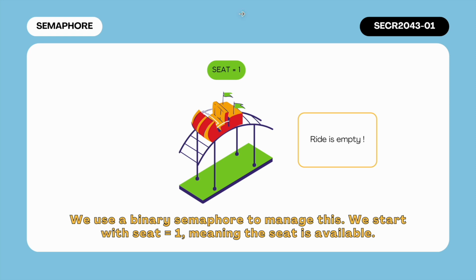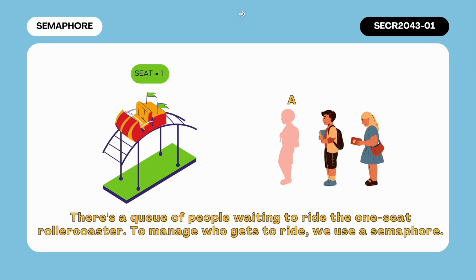We use a binary semaphore to manage this. We start with seat 1, meaning the seat is available. There's a queue of people waiting to ride the one-seat roller coaster. To manage who gets the ride, we use a semaphore.